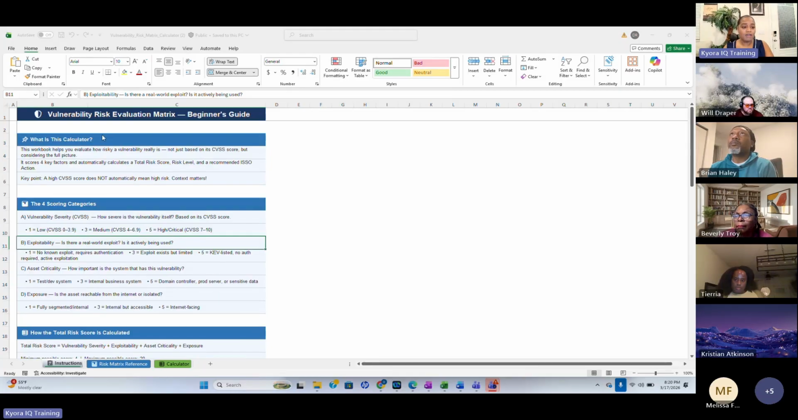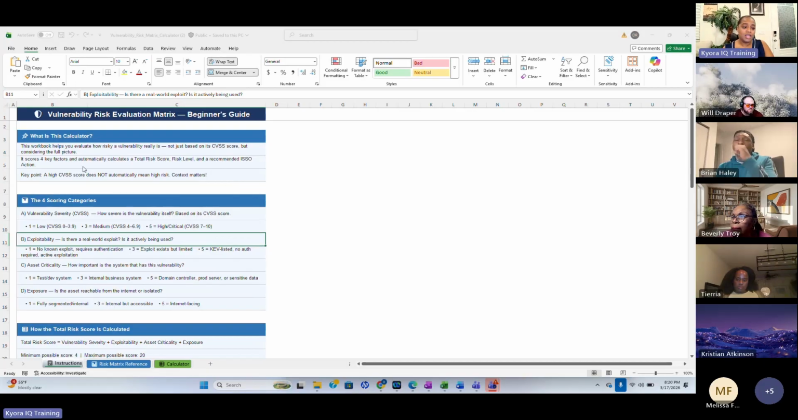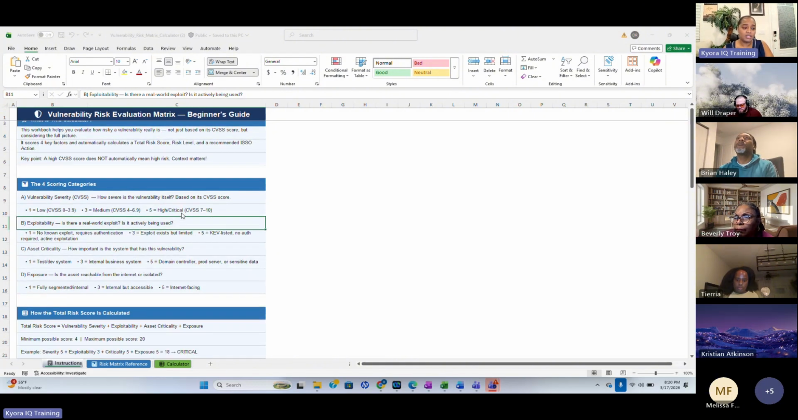So here you have the "What is this calculator?" section. It explains what the workbook does, how you evaluate for risk, and the key factors: total risk score, risk level, and a recommended ISO action for you. The key point, as I've been saying, is that a high CVSS score does not automatically mean high risk. Context matters, and that's where we evaluate for risk.